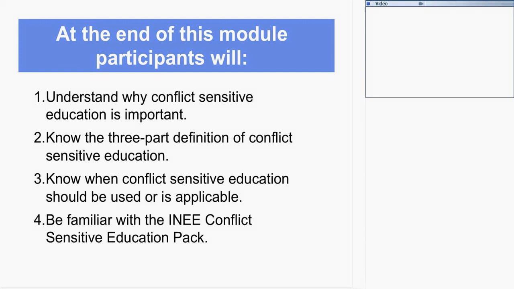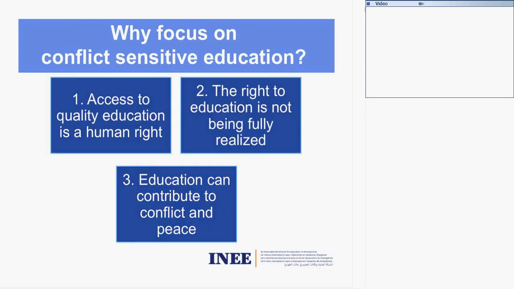Conflict-sensitive education is important for three reasons. First, because access to quality education is a human right. This is documented in international political commitments, such as the Millennium Development Goals, the Education for All goals, and many other international documents, such as the Universal Declaration of Human Rights. Know that this right to education is not being fully realized.